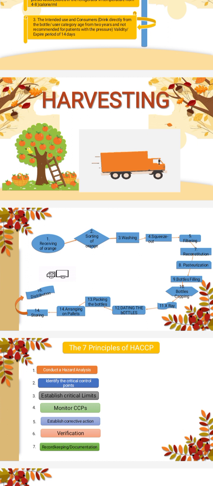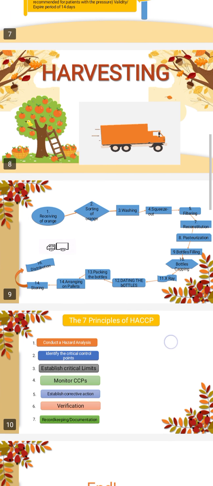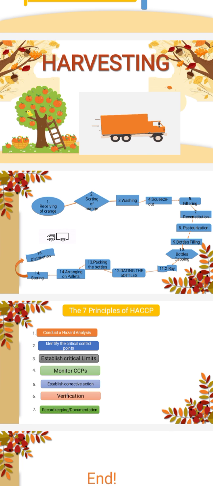You conduct a hazard analysis to identify and evaluate hazards based on experience, illness data, scientific reports, and other information. Number 2, identify the critical control points. A point or step at which control can be applied and is essential to prevent or eliminate a food safety hazard or reduce it to an acceptable level. Number 3, establish critical limits. A critical limit ensures that a biological, chemical, or physical hazard is controlled by a CCP. Each CCP should have at least one critical limit.